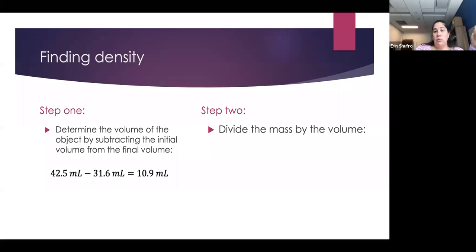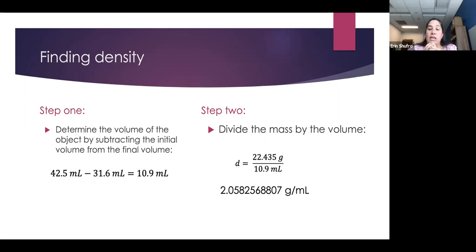The mass we recorded as 22.435. So now if we take the mass and divide it by the volume in our calculator, we get 2.0582568807 grams per milliliter. Now, I'm going to go out on a limb and guess that if I gave this question on a test, none of you would actually write down 2.0582568807 as your answer. If you got that in your calculator, what would you actually write down?